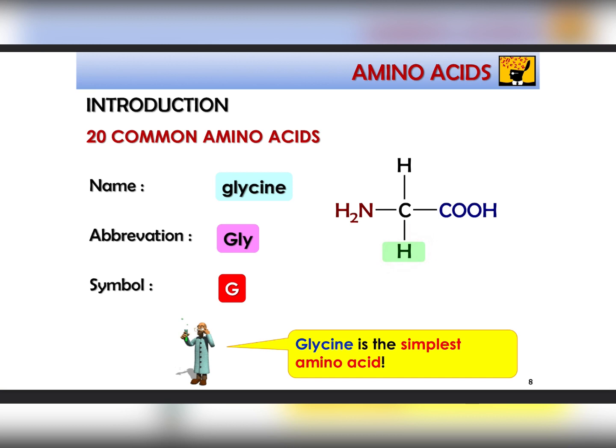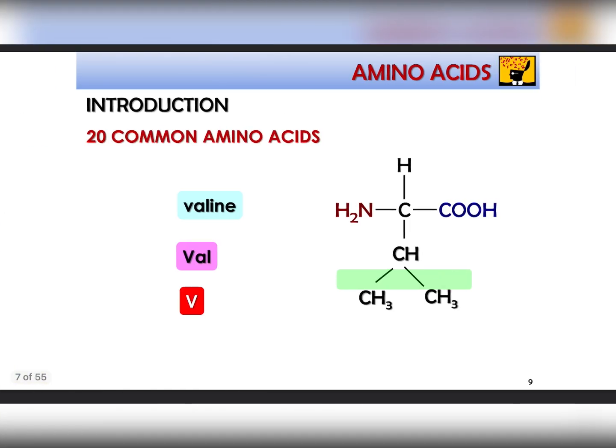So you can see ini nama common name dia adalah glycine and nama singkatan dia kita tulis Gly and simbol dia G. Okay, so nanti kita akan tengok IUPAC nomenclature for each amino acid, some of the examples, and sekarang ni I'll just want to introduce to you the 20 common amino acids. So ini the simplest amino acid which is glycine, and this is valine. So macam mana nak ingat valine? Dia berbentuk V begini. Okay, CH, CH3, CH3.